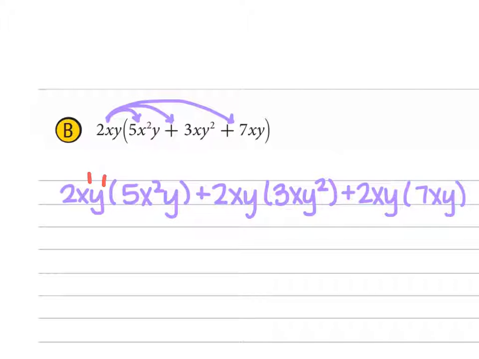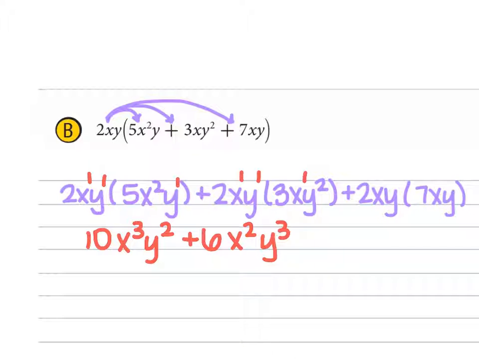Our x and our y's have our invisible exponents of 1. So 2 times 5 is 10. X times x squared is x cubed. And y times y is y squared. The 2xy times 3xy squared, again, our x's have an invisible exponent of 1, and that y has an invisible exponent of 1. So 2 times 3 is 6, positive 6. X times x is x squared, and y times y squared is y cubed.